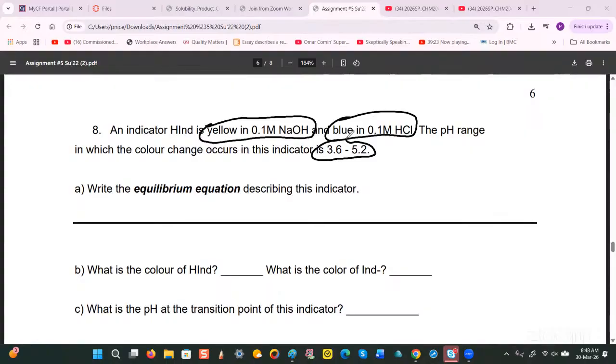So the first question is for you to write down the equilibrium equation. That equation would be HIND forming H plus and IND minus. So that's the answer to the A part. Now the question is asking, what color is HIND? Let me hear your response to that question. What do you think the color of the undissociated molecule is?